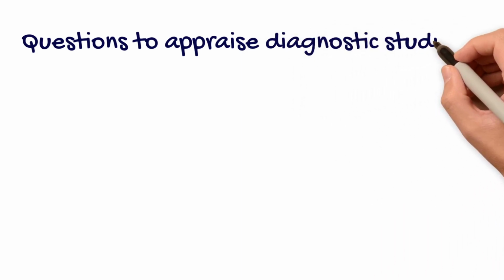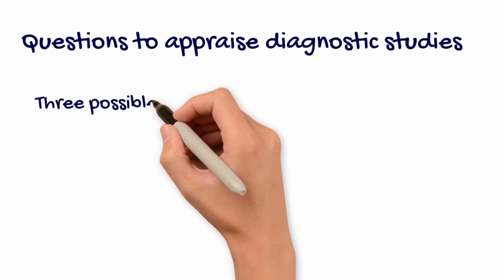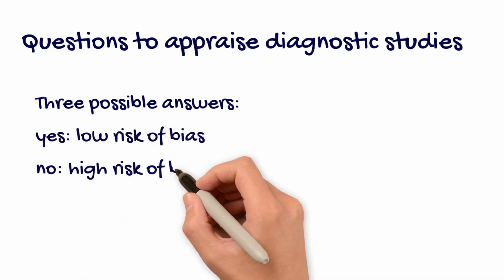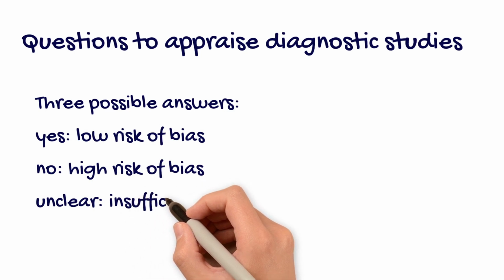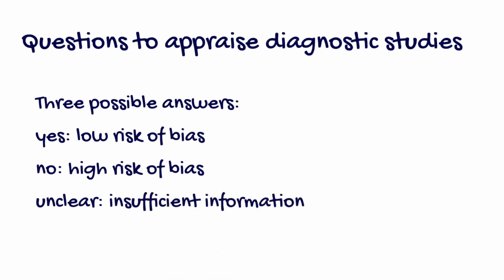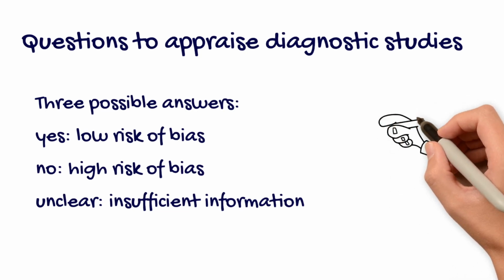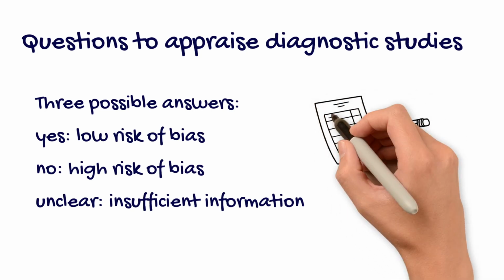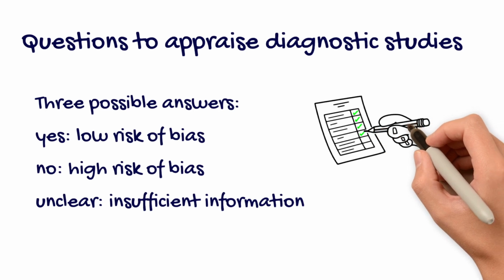Each question has 3 possible answers: yes, no, or unclear. When we answer yes, it means that aspect of the study has a low risk of bias. If we answer no, it suggests there might be a high risk of bias, so we need to be careful when interpreting the study. When we answer unclear, it means we do not have enough information to give a definite answer. The first aspect is patient selection.